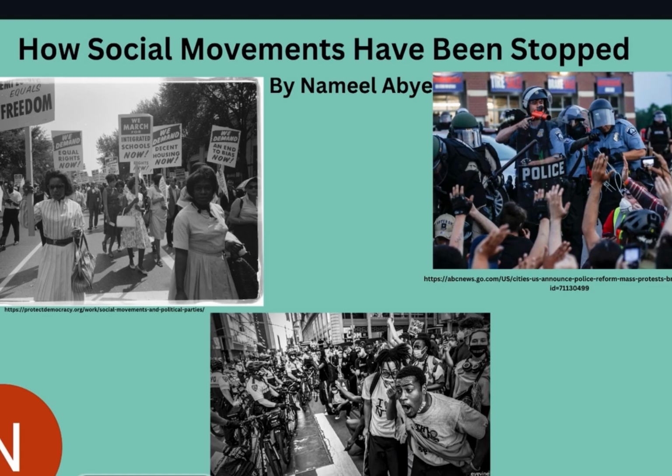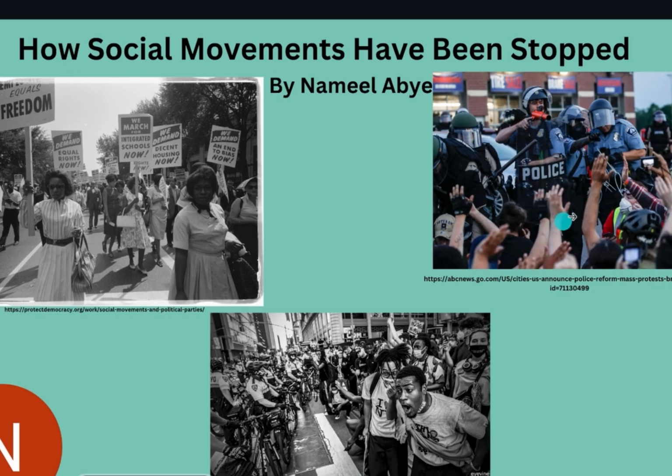For instance, the labor movements of the early 20th century were often broken by strikebreakers hired by corporations, alongside police crackdowns. Similarly, civil rights organizations faced violent attacks and legal challenges that sapped their momentum. Even when movements managed to survive, the opposition's tactics often forced them to compromise their original goals, delaying progress for years or even decades. In this slide, I chose to put pictures of police brutality.